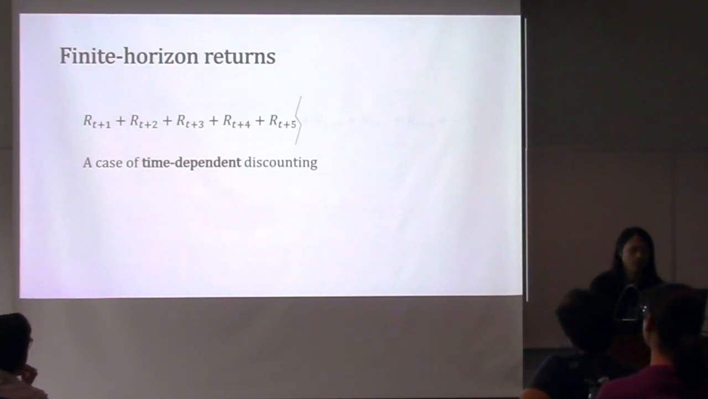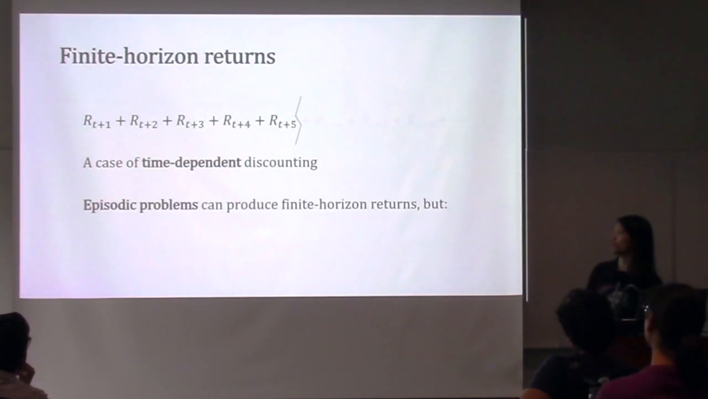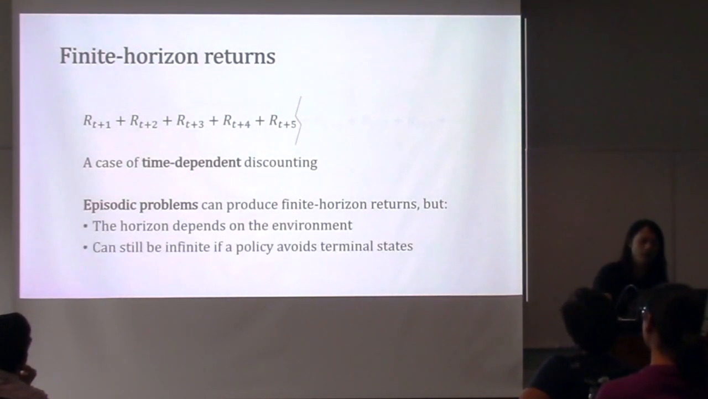Something I should acknowledge is that episodic problems can also produce finite horizon returns, but this horizon depends on the environment, and it can still be infinite if you have some policy that's avoiding terminal states. So I still consider a return up until the very end of an episode to be an infinite horizon setting, because it's not limiting itself. It could go on to infinity in certain scenarios.